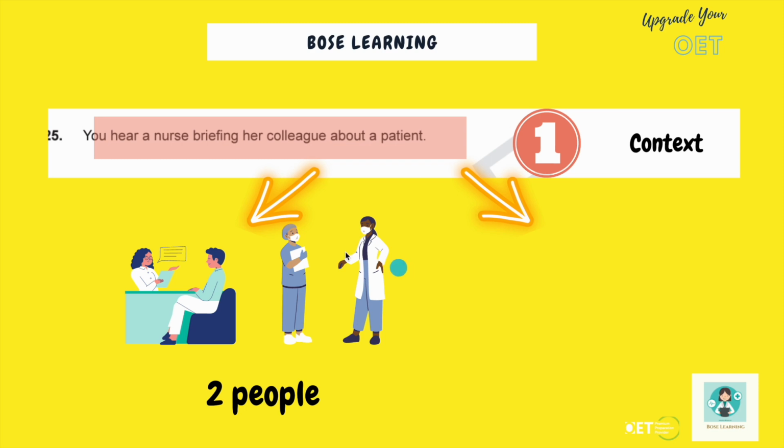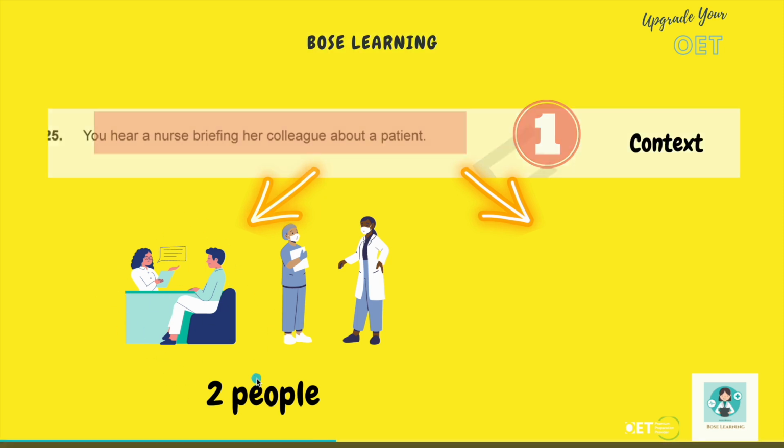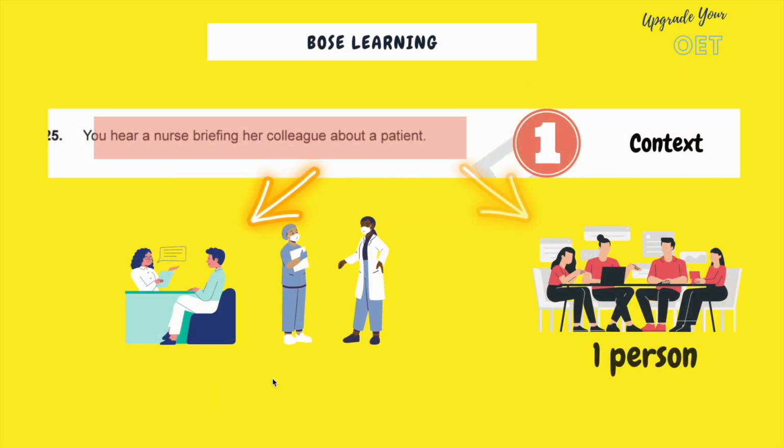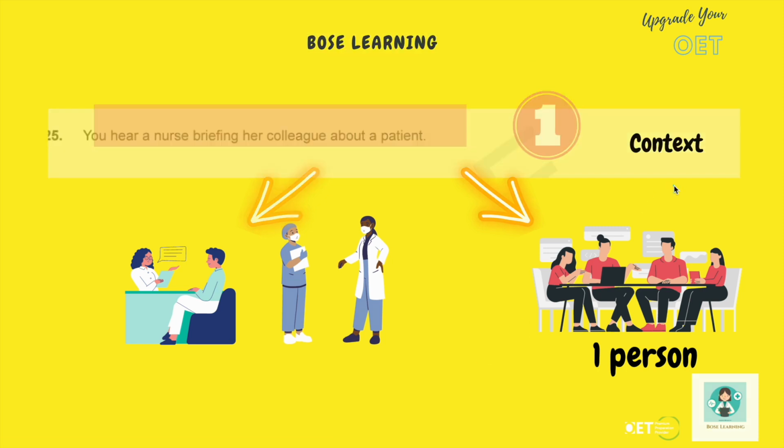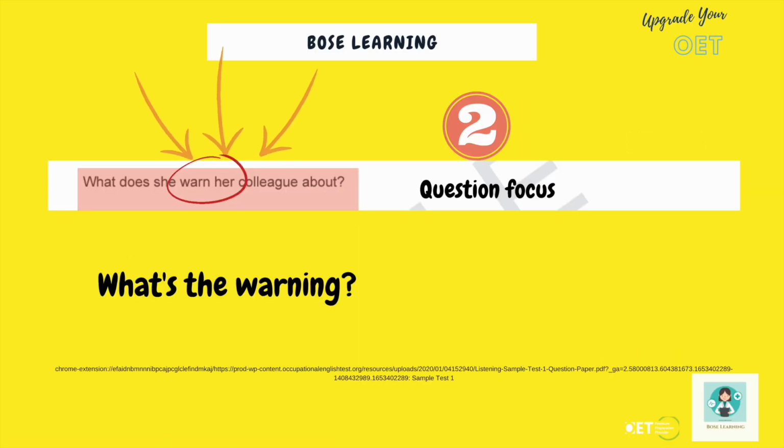It could also be the case where you hear a healthcare professional talking to a patient, so again, you're going to hear 2 people. The other option is that you just hear one person talking, so you have a team leader giving a briefing to other people. So either you hear 2 people talking or just one person talking to a team, and the context will tell you all this.